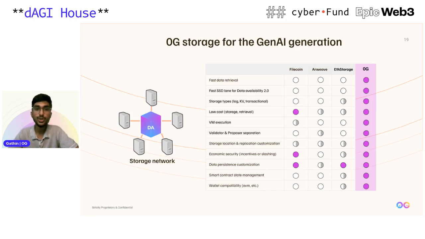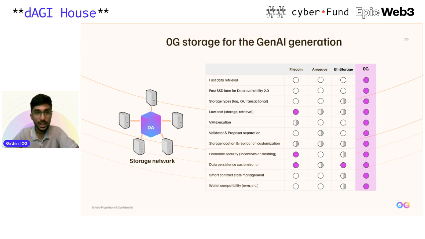As I told you, the 0G storage can be used for generative AI. So 0G is solving all the problems: faster retrieval, faster SSD lane, and the storage types log, KV, and transactional. So we are able to separate different data. If it's just append only, we can append. If it needs a key value storage, we can use KV store. It is low cost for the storing and also for the retrieval of data.